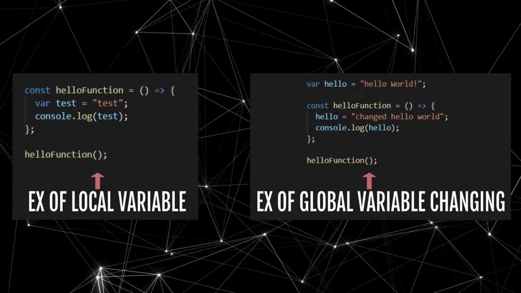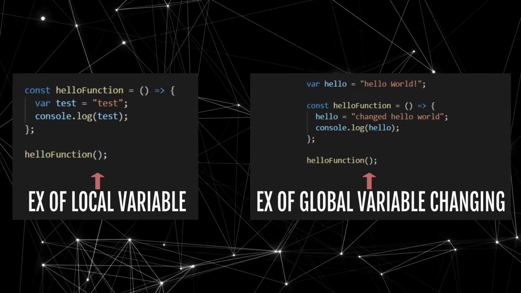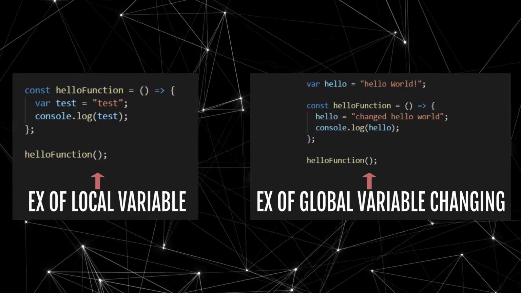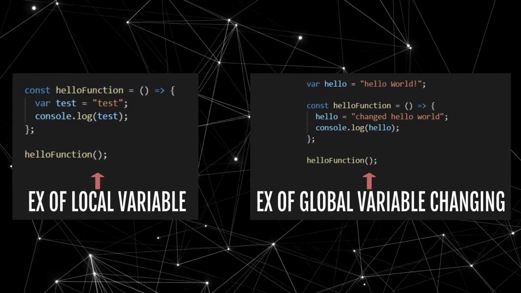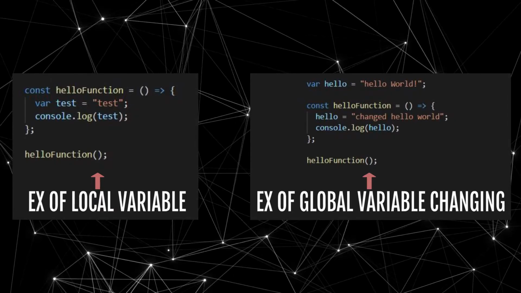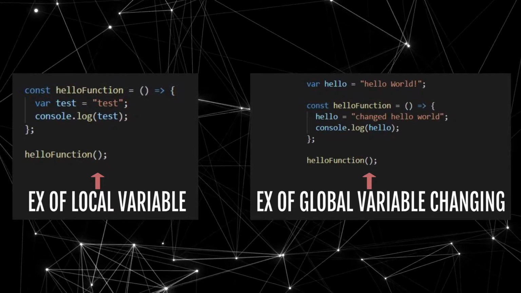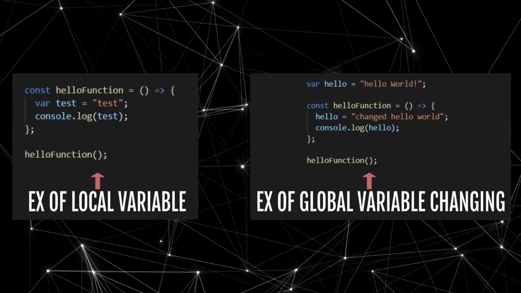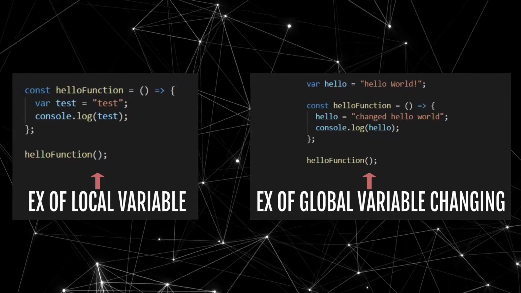That means that if you have a variable declared outside of a function, then you can use that variable anywhere inside of your code. Or you can call it globally scoped. And the other one is locally scoped, which means that you only define it inside of a function and it is only available for use inside of that function.